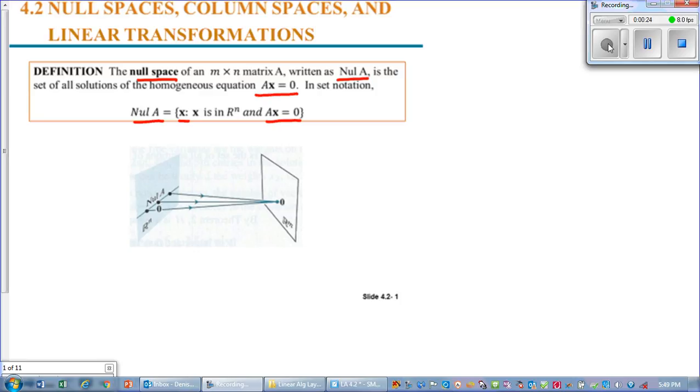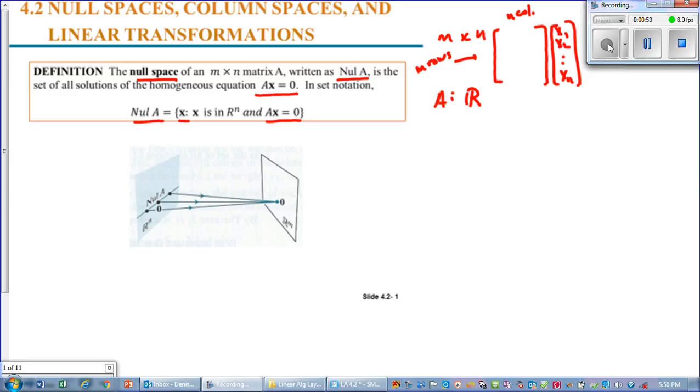Remember that if A is an m by n matrix, that means you've got m rows and n columns. If you were to multiply this by an x, the number of rows in x has to match the number of columns of A. So A takes a vector in Rn to a vector in Rm. So if x is a solution to Ax = 0, we know x is in Rn.